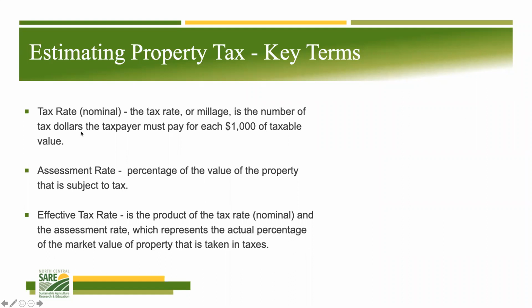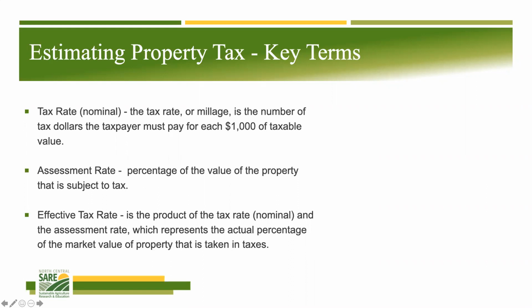Your tax rate is often referred to as the millage rate. It's something a lot of people don't really think about or understand. A mill represents 1/1000th of a dollar. Another way to look at that is that a mill represents $1 of taxes that you would pay for every $1,000 of assessed value. The assessment rate is just that: the percentage of the property value that's subject to the tax.